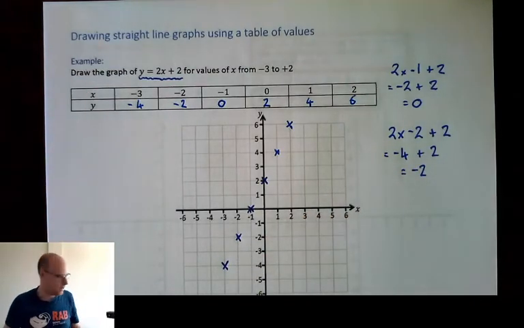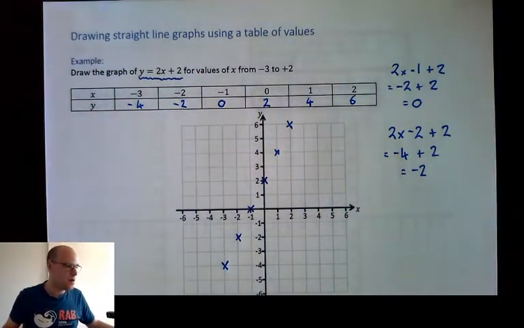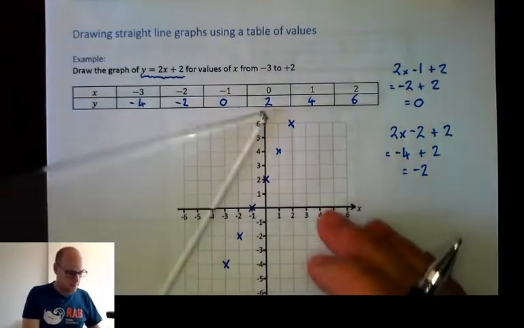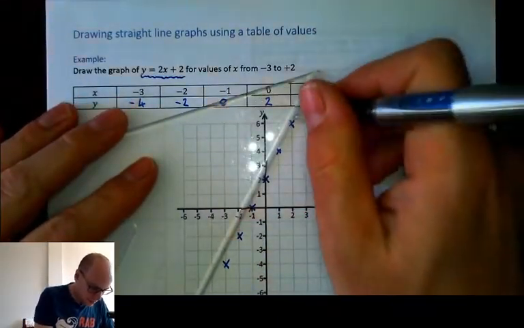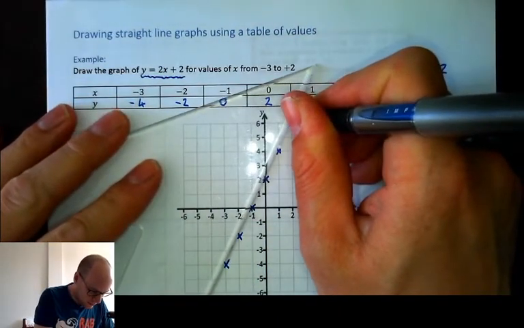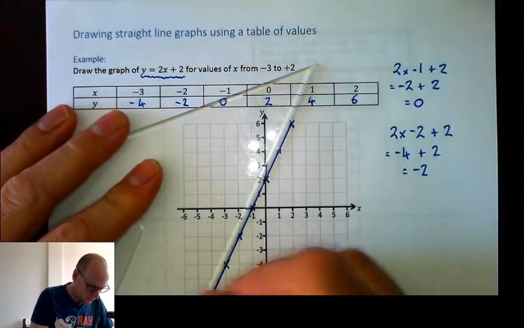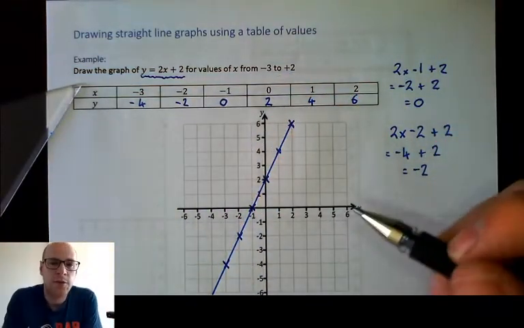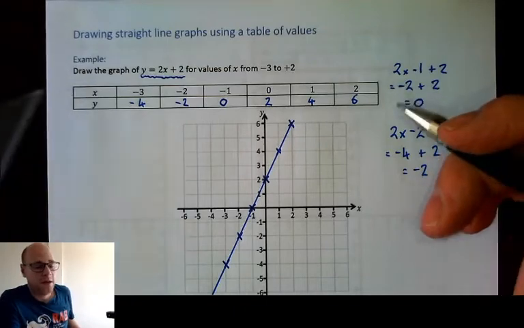Now, I'm going to need my ruler and I'm going to need to join that up with a nice straight line. At this point, you will know whether you've made any mistakes in the table.